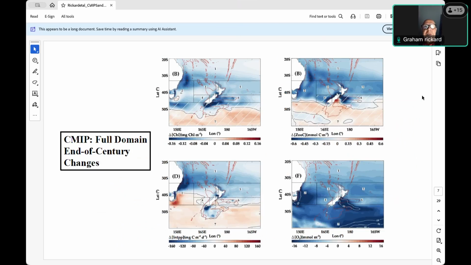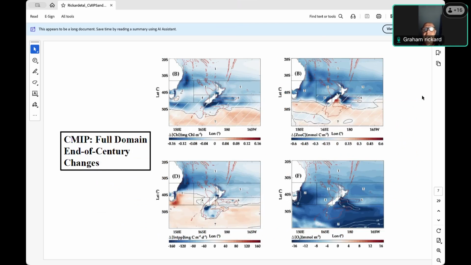So here are some interesting examples of biogeochemical variables. What you can see, the blue is where it's reduced relative to present day, and the red is where it's increased. What you see for most of these three parameters is that in the subtropical waters, where it's getting warmer, they all have reductions, whereas in the cooler subantarctic water, there are small increases.